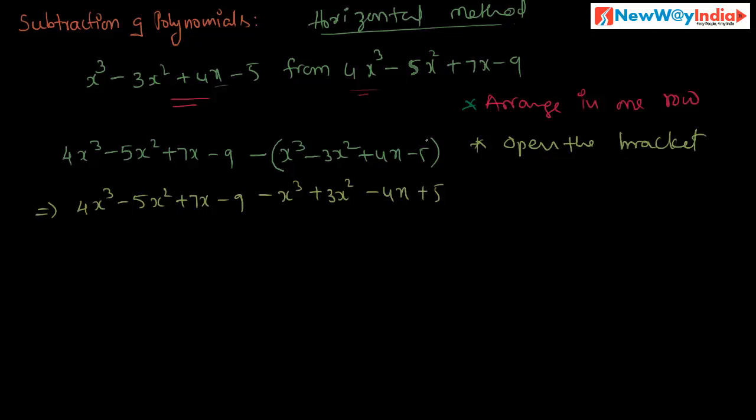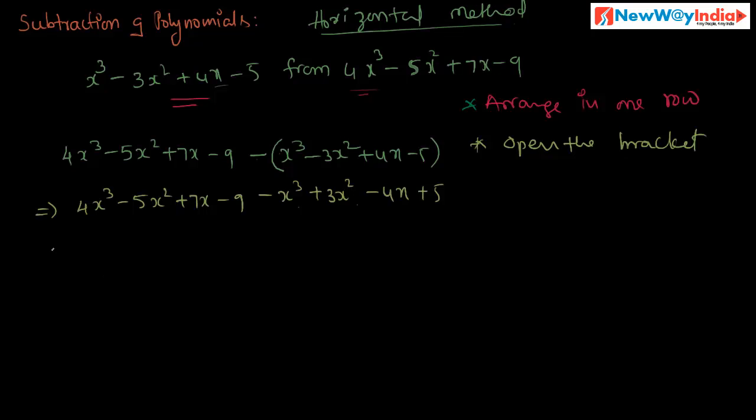Another way, it is multiplication with the minus symbol. The polynomial is multiplied with the minus symbol, that is minus into plus, minus x cube; minus into minus, plus 3x square; minus into plus, minus 4x; minus into minus, plus 5. So in this way we can open the bracket.